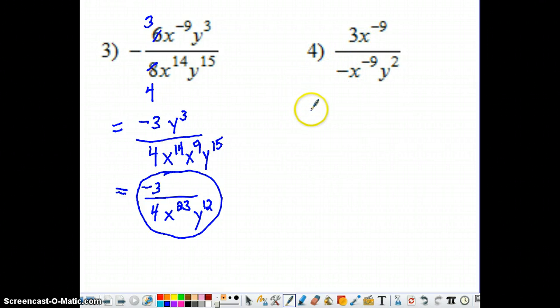Alright, let's do this one last problem here. For the fraction, I can't really reduce it. Remember, there's a 1 right here.